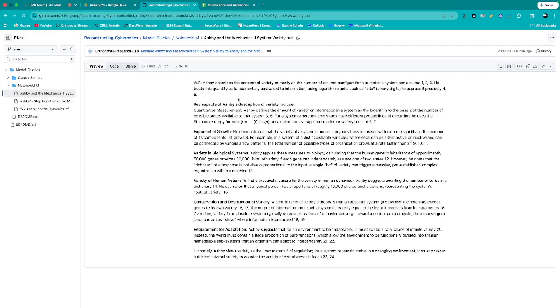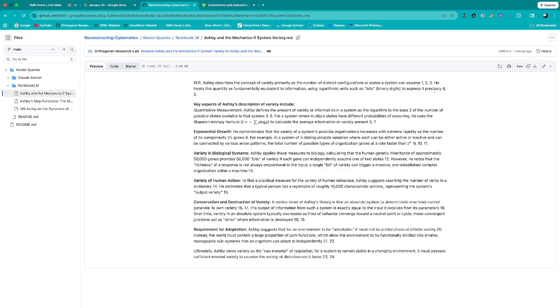So W.R. Ashby describes the concept of variety primarily as the number of distinct configurations or states a system can assume. He treats this quantity as fundamentally equivalent to information, using logarithmic units such as bits, binary digits, to express it precisely. So this is, of course, similar to how Claude Shannon defined information. It's a little bit different, maybe, and it would be interesting to explore that more. Maybe create new prompts based on that or something else.